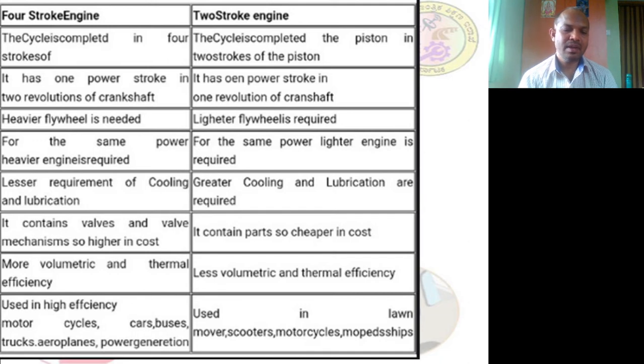That is the reason. And then it contains valves and valve mechanisms, so higher in cost. It has got ports, so cheaper in cost. But even the presence of ports has its own disadvantages. More volumetric and thermal efficiency, whereas the less volumetric efficiency here. Applications: used in high efficiency vehicles like cars, buses, trucks, aeroplanes, power generation. Whereas here it is used in mowers, scooters, motorcycles, mopeds, ships and small boats. They go for the two-stroke engines.